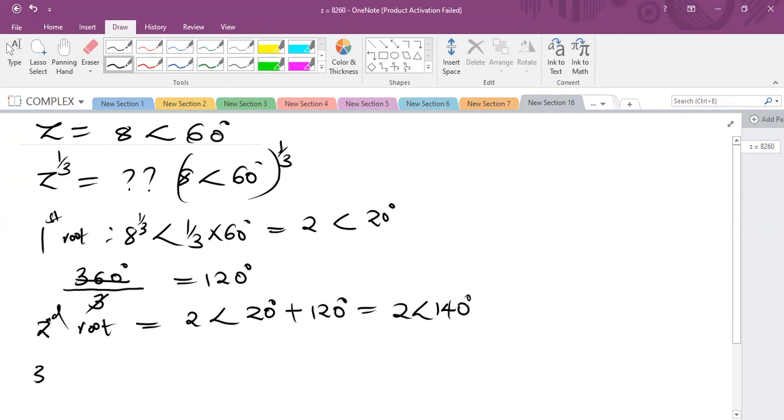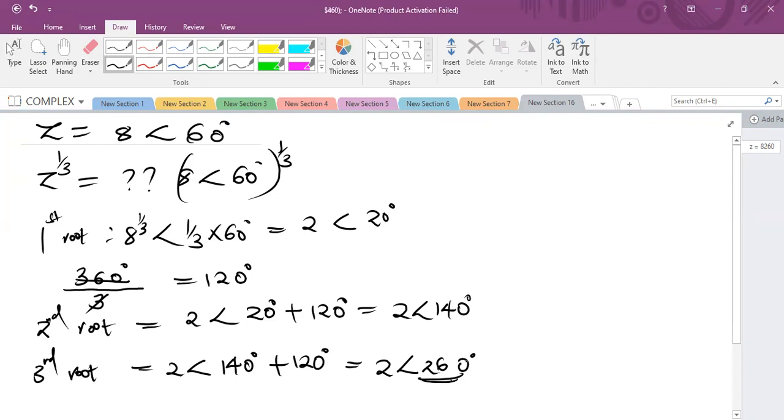And similarly, the third root will be at an equal distance from this other one. So that will be 140 degrees plus 120 degrees. And that will be 140 plus 120. So that will give 260 degrees. So basically, that's how we evaluate the cube roots of particular numbers.